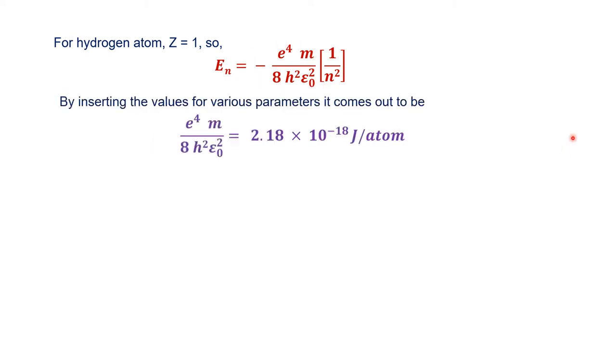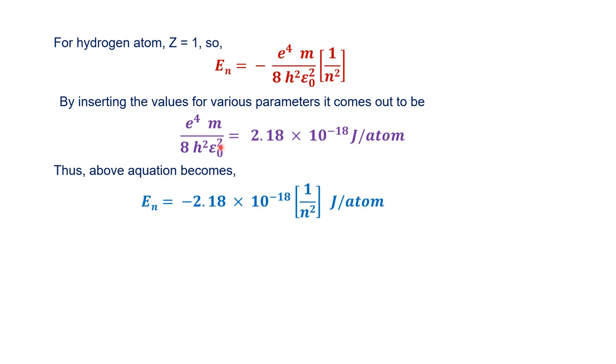Now for hydrogen atom, Z is equal to 1, so we will put the Z value as 1. Z square is equal to 1, so we will put here 1 divided by n square, and the other formula remains the same. Now we know that all these values are constant, so if we put all these numerical values, we will get 2.18 multiplied by 10 to the power minus 18 joule per atom.